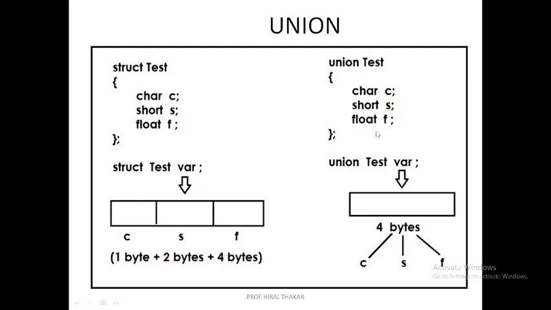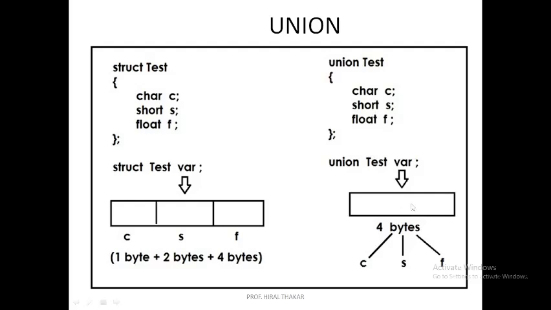Here, let us go through the union. To declare a union, we have to use the keyword union. This is difference number 1. Here the struct keyword is there, here the union keyword is there. Then you can give any name, just like structure, you can give any name to your union. You can declare members. Here I am declaring character, short, and float.